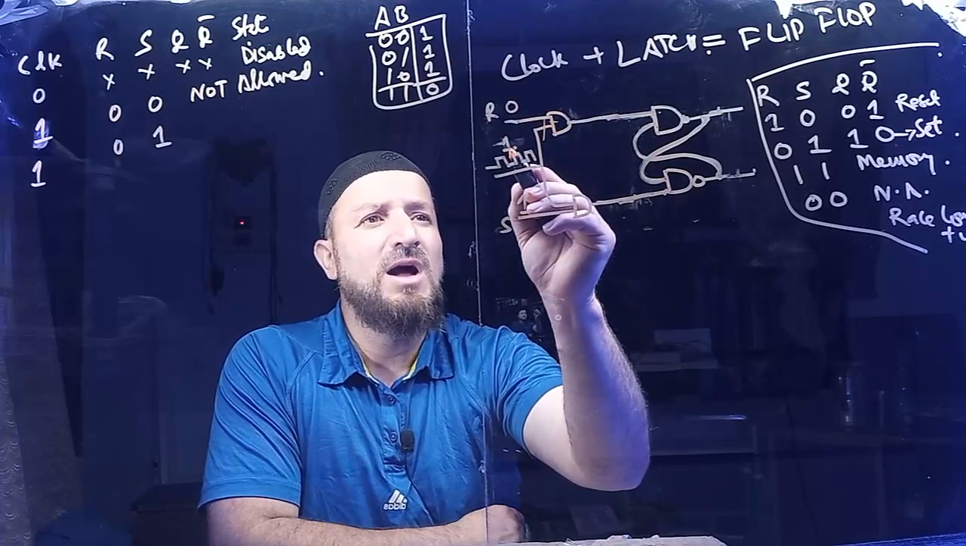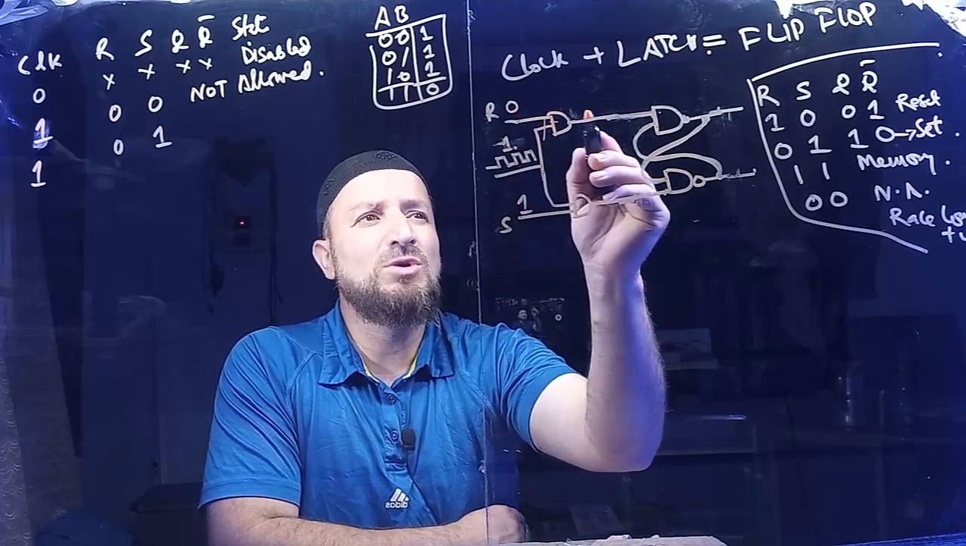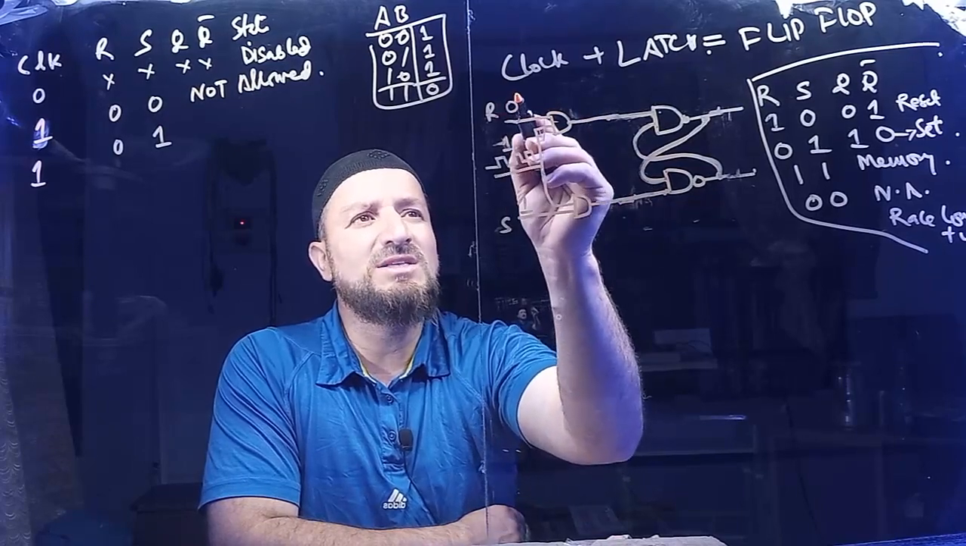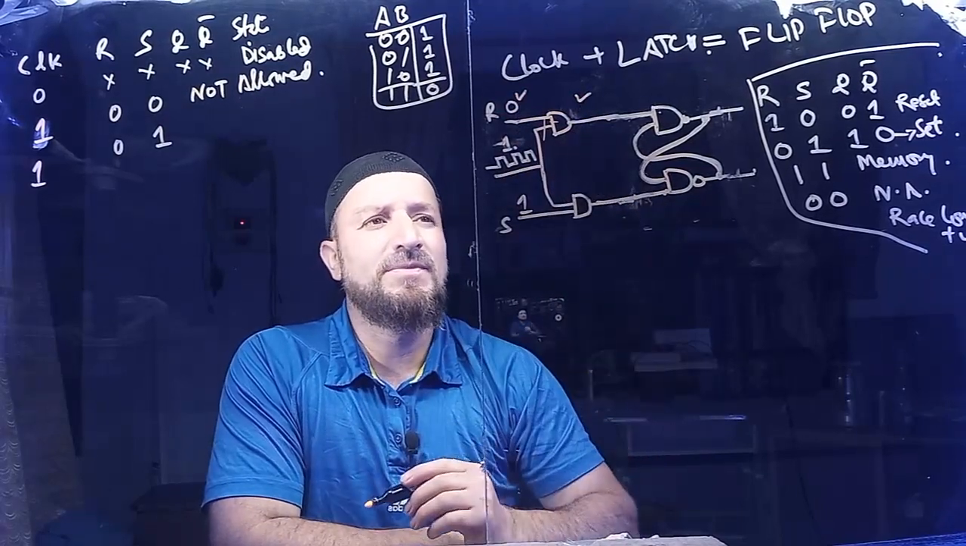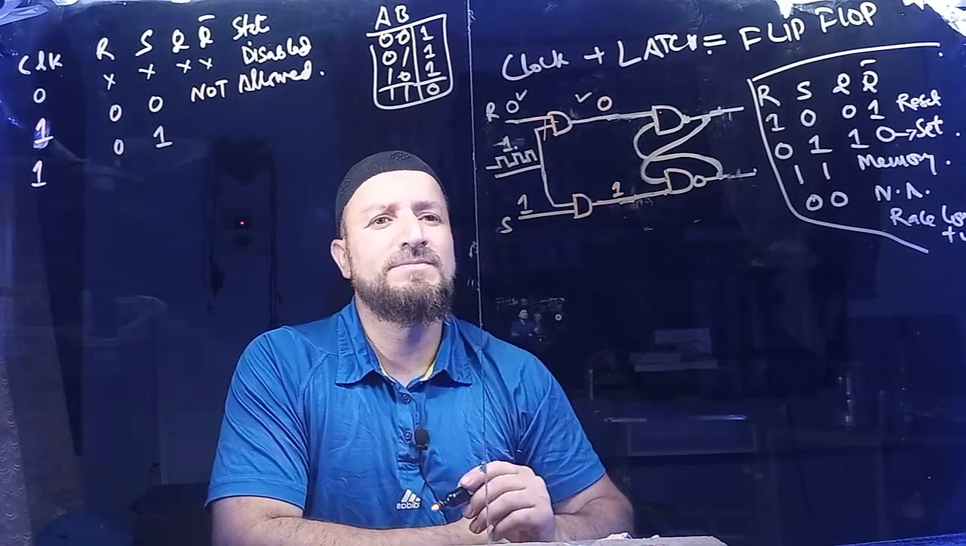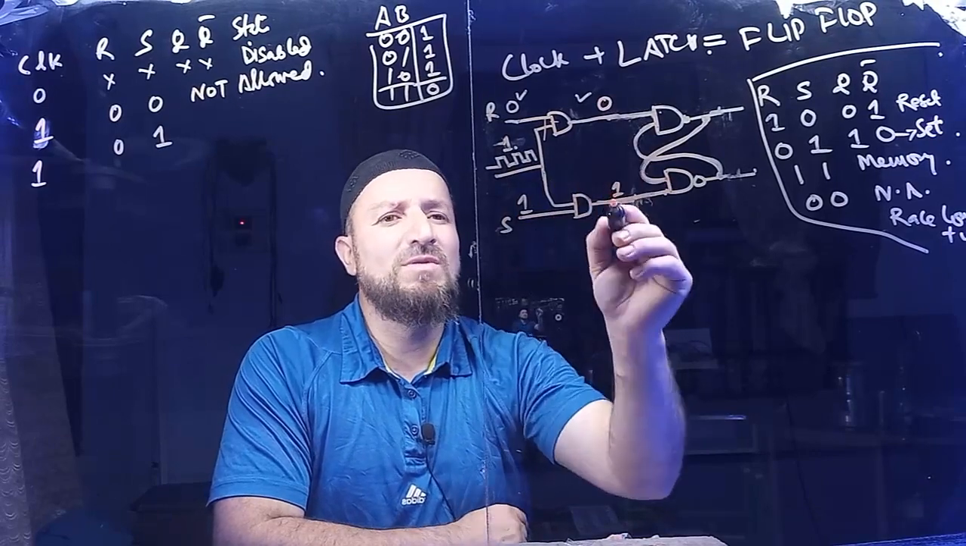Because in an AND gate, if this is 1, then if the other input is 0 the output will be 0, and if the other input is 1 the output will be 1. So whatever R is, that will come up here. So that means this 0 and this 1 will come up here. If it is 0, 1, the 0, 1 will come up here.